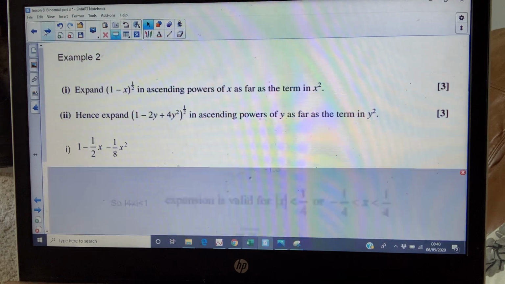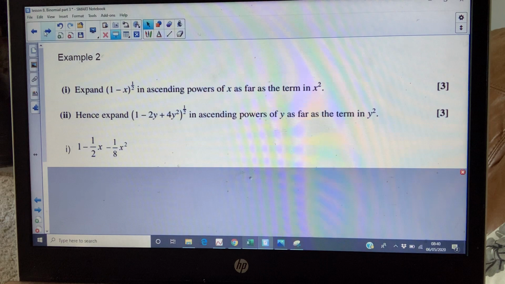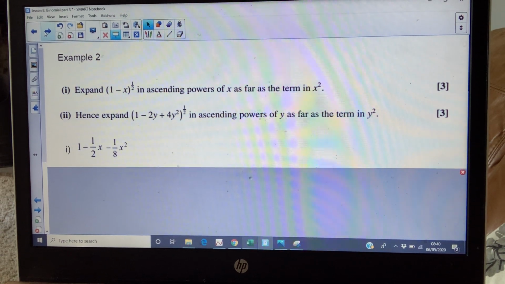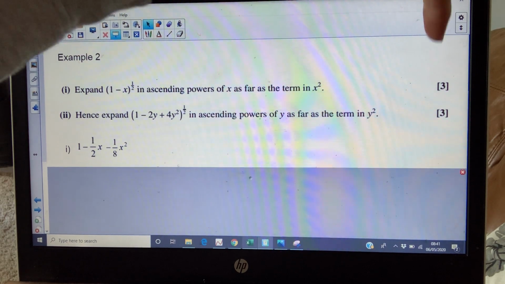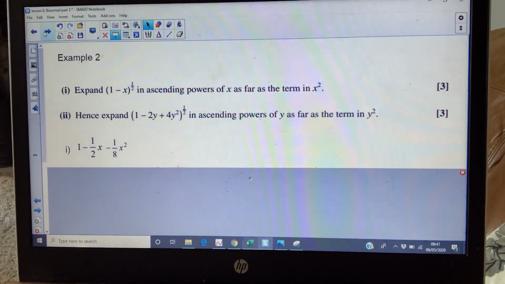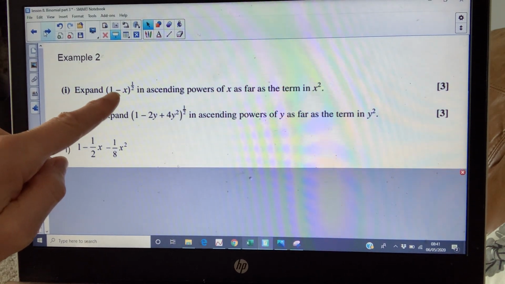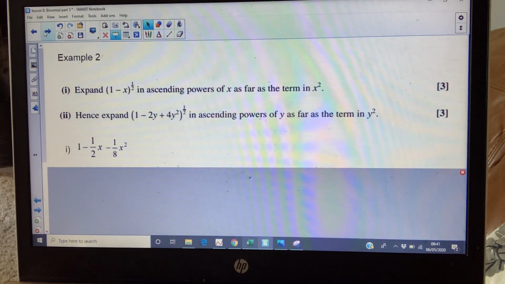Example 2. So again, another exam question. So this is a different style of question. So part 1, expand that binomially, and that's going to give you 3 marks. Now that's quite a straightforward one, and that's why they're only going to give you 3 marks for it. So what you would do there is you would get your binomial expansion, it's ready to go, and you're only going to have to do the first 3 terms.